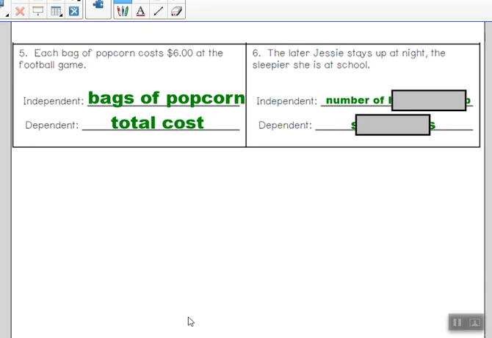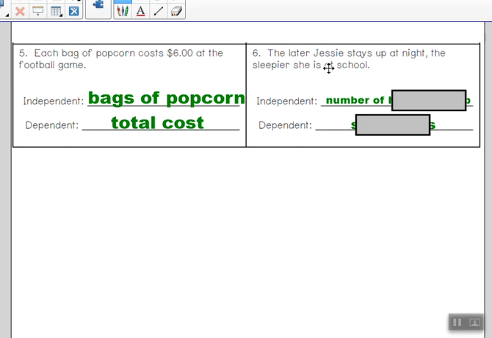All right, number 5, each bag of popcorn costs $6 at the game. Well, the independent variable is the number of bags of popcorn. I mean, if you buy 1 or 2 or 3 or 4 or 5, that's going to impact the price. So that's your IV. And the DV then is how much you're going to pay, total cost. Okay, like I just said, if you buy 1, it's $6. If you buy 2, it's 12. If you buy 3, it's 18, and so on. So the price is changing depending upon how much you've bought.